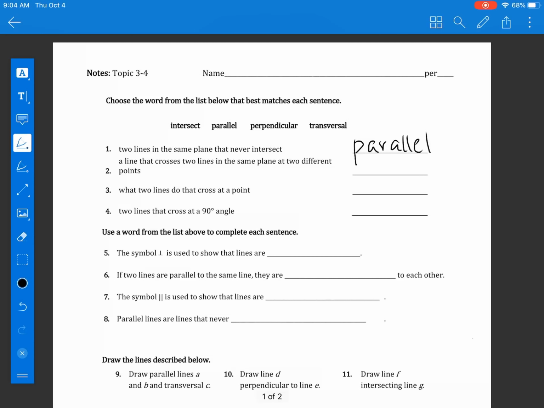Number 2 says a line that crosses 2 lines in the same plane at 2 different points. That is a transversal. A transversal line crosses 2 different lines and hits them at 2 points. The transversal, when we did Dance transversal, was the blue tape. Number 3 says what two lines do that cross at a point: they intersect.